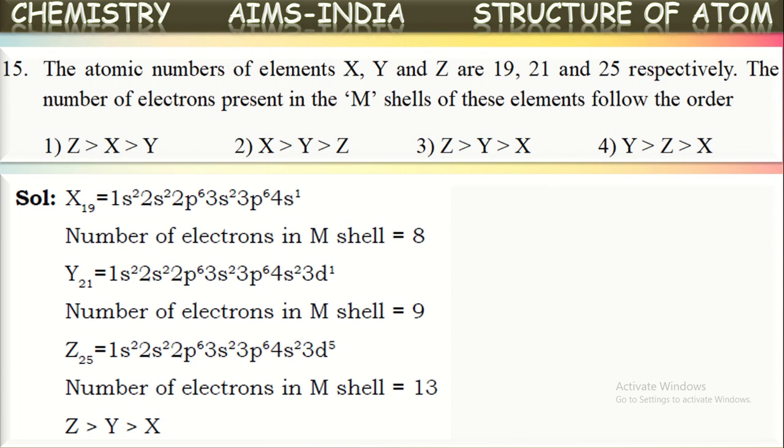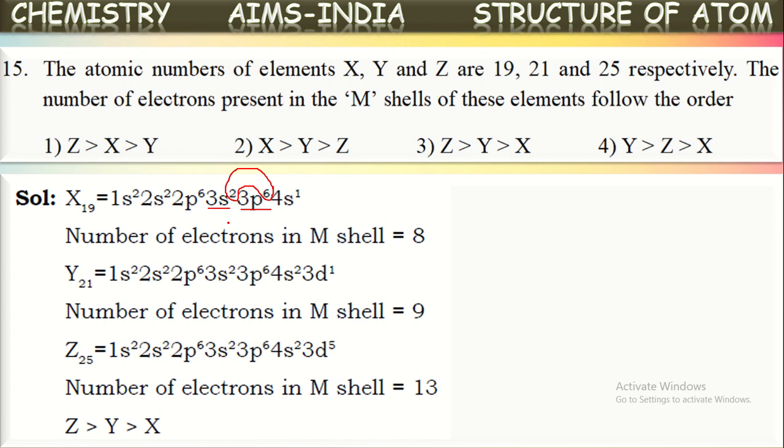So the solution. Element X has atomic number 19. What do we get as the configuration? We can say it is potassium: 1s2, 2s2, 2p6, 3s2, 3p6, 4s1. Now they're asking the number of M electrons, or the number of electrons present in the M shell. M shell means K, L, M, that is the third shell. See here, for this element X, in the third shell, totally how many electrons are there? Totally there are 8 electrons. So for element X there are 8 electrons.